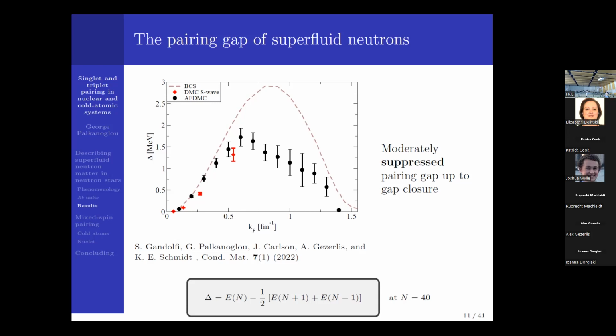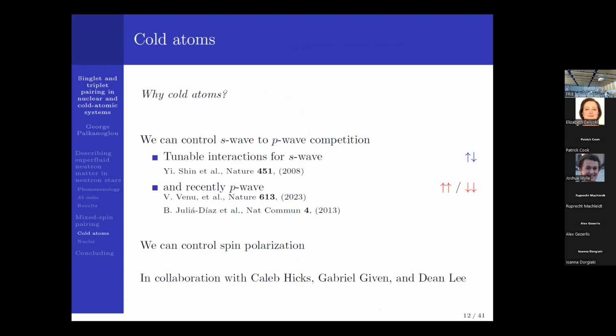And before looking into it in the context of nuclear matter, we visit the cold atoms that I mentioned in the beginning. So why cold atoms? Why do you want to answer this first in cold atoms? Well, first, again, we know that we can control S-wave and P-wave interactions and their competition in cold atoms. And when we're looking for such a coexistence of the two channels, we predict it to be important to be able to control the two. And we can also control spin polarization, which will also turn out to be important in a second.